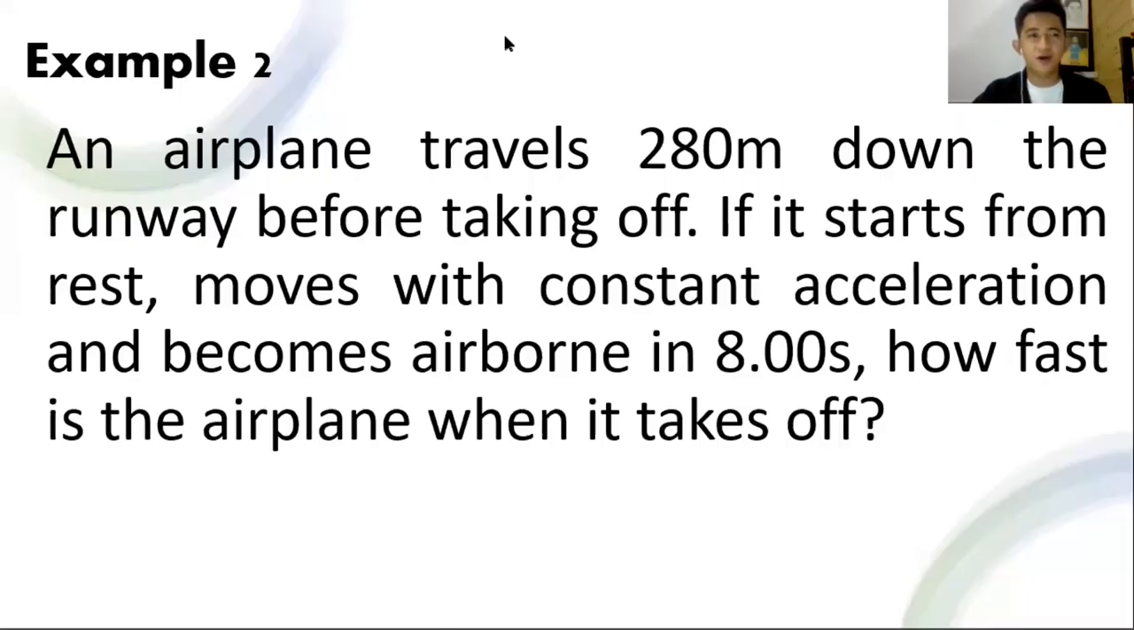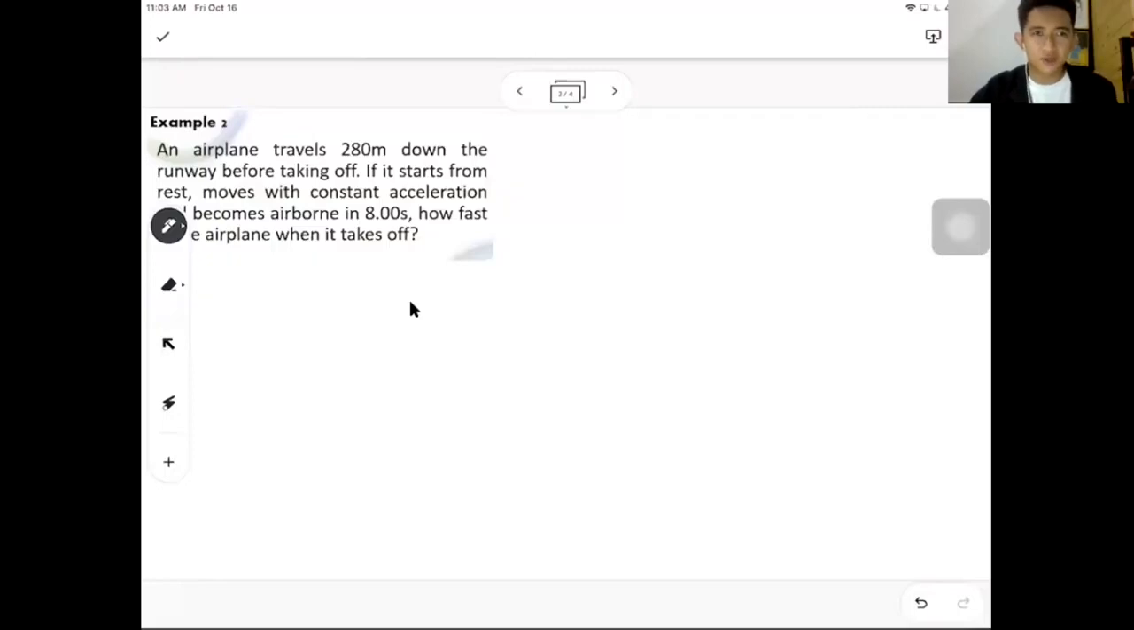So we have now example number 2. An airplane travels 280 meters down the runway before taking off. If it starts from rest, moves with constant acceleration, and becomes airborne in 8 seconds, how fast is the airplane when it takes off? Let's try to answer the second question. We have a given distance equal to 280 meters, and an initial velocity of 0. And the time it takes for the airplane to take off is 8 seconds.